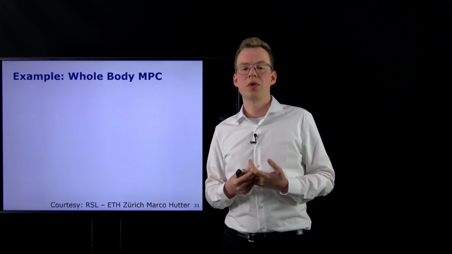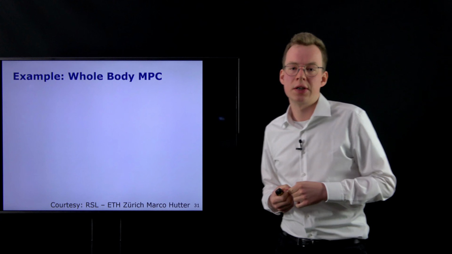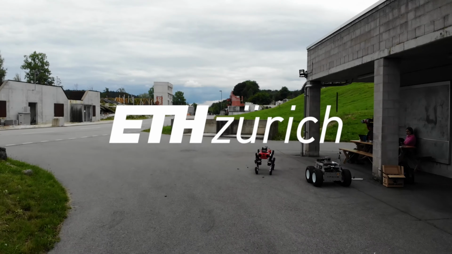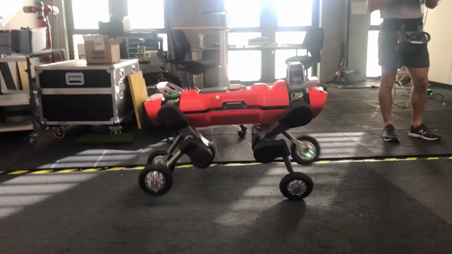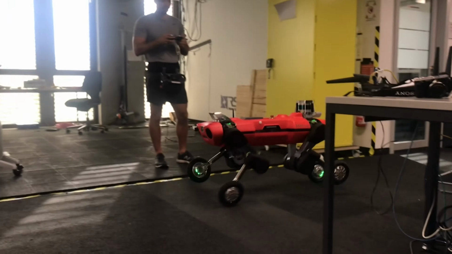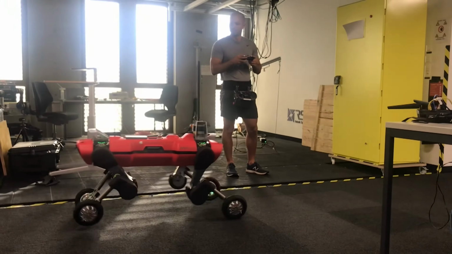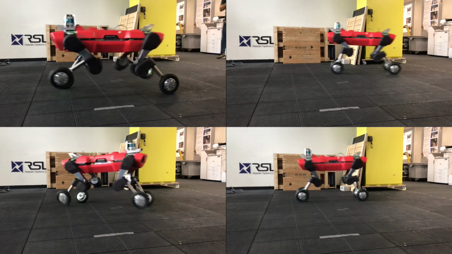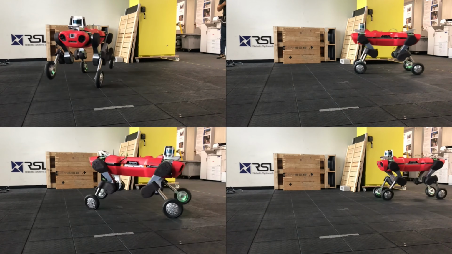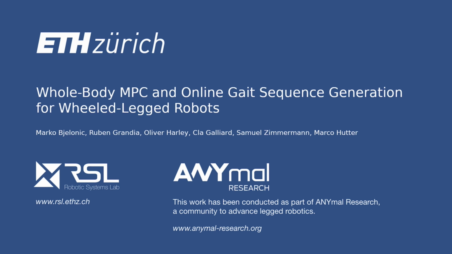And the second example I want to show you is a whole body model predictive controller from Marco Hutter's lab at ETH Zurich, the Robotic Systems Lab. This is a great example that model predictive control is applicable beyond these car-like models that we can typically capture well with bicycle models. So here they're controlling this wheeled legged robot to perform all sorts of tasks, different gaits, moving over obstacles. And so you can see that model predictive control is a very expressive technique that can be applied to a wide variety of different systems.